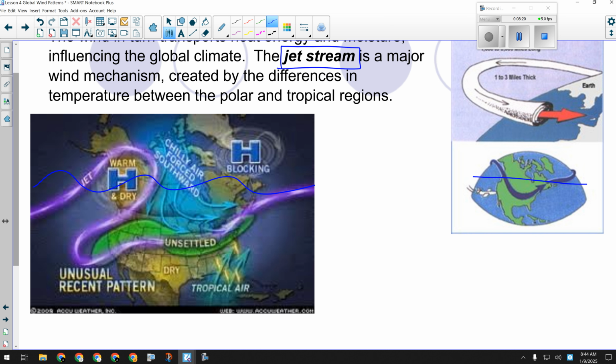If this happens in the wintertime, what do we call it? No, the Chinook is warm. This is cold. A polar vortex. You guys heard that term on the Weather Channel? Okay, they use it all the time.